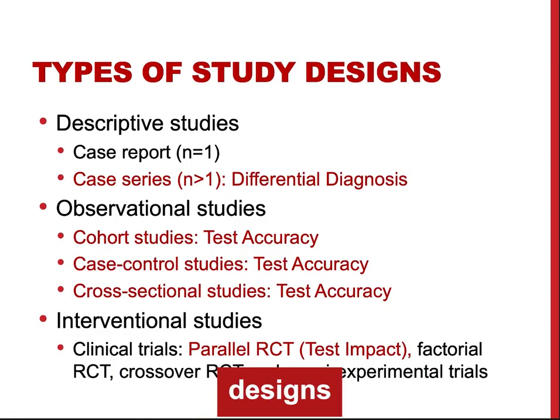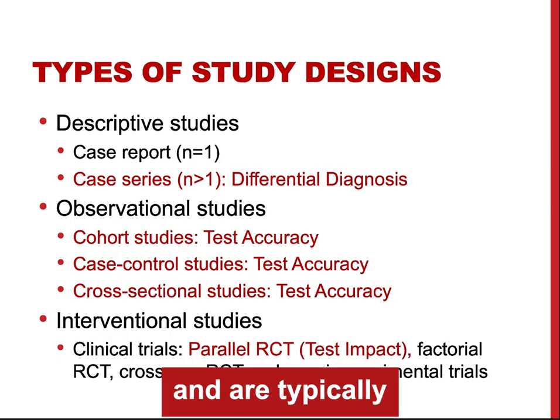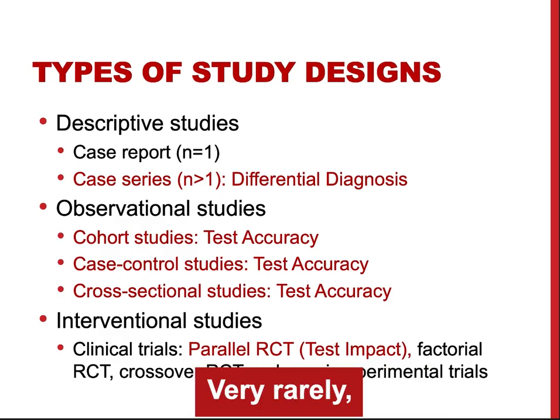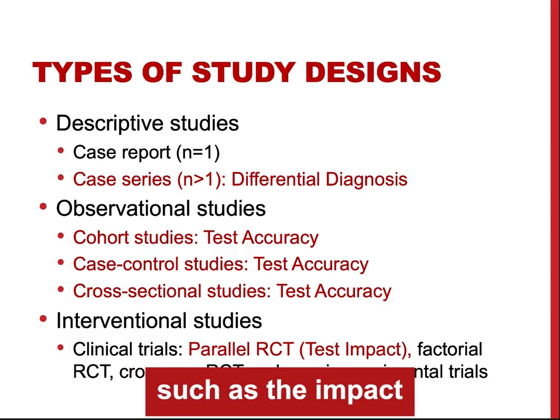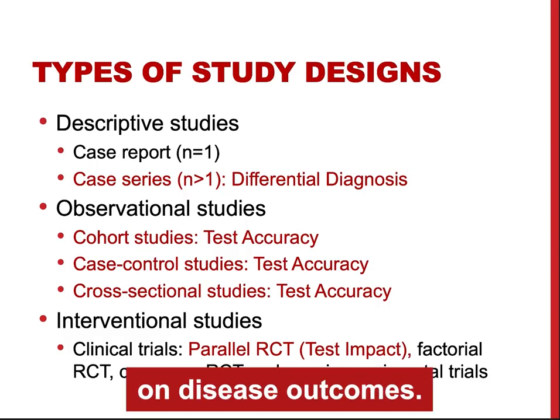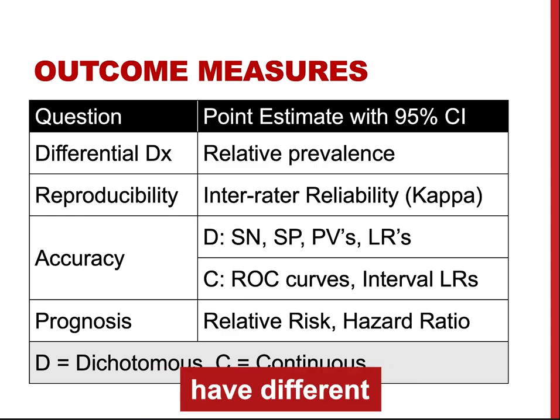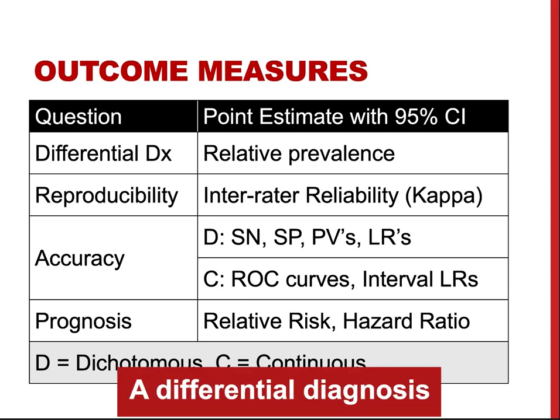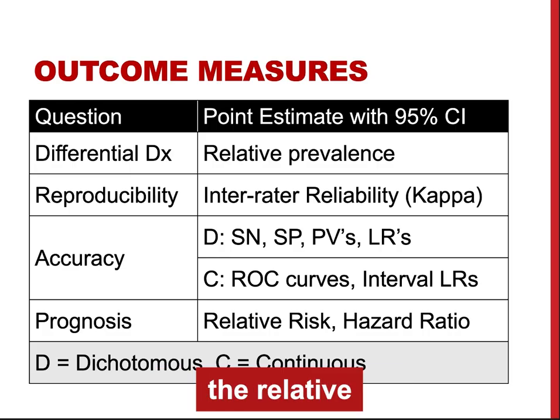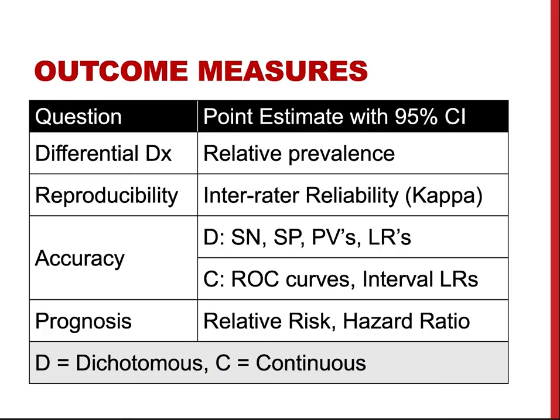Most diagnosis study designs are observational and are typically cross-sectional studies. Very rarely, there are randomized clinical trials that address diagnostic questions such as the impact of a diagnostic test on disease outcomes. Different diagnostic study questions have different outcome measures. A differential diagnosis study determines the relative prevalence of disease.